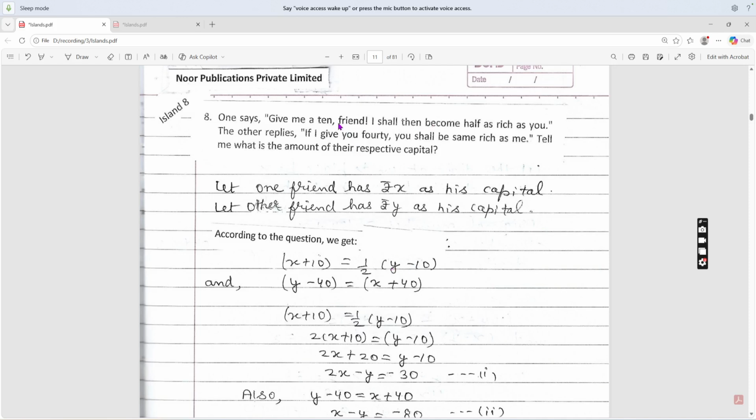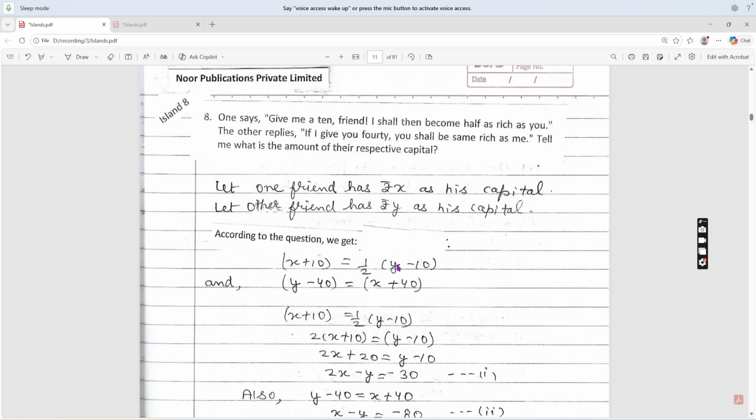And why is it written in front of y minus 10? Because just see the language. Give me a pen, so give me a 10, friend, I shall. Who is I here? I stands for the first person, and the first person would have how much pen then? X plus 10. Sorry, how much money? I mean to say how much money. It is clearly mentioned, give me a 10. So who says this? One says this, and here the one friend has x as his capital. So his total capital would be increased by 10, that would be x plus 10.